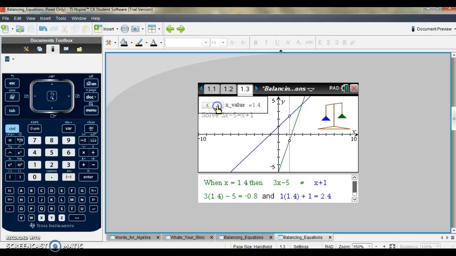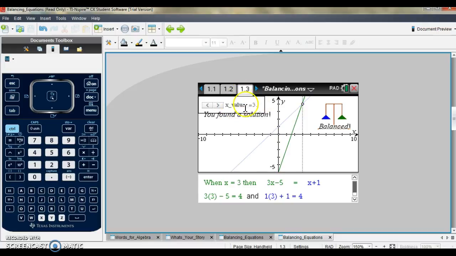So if I increase my x values for both equations and do it until it intersects, we can see that the x value should be equal to 3 and the equations are balanced.